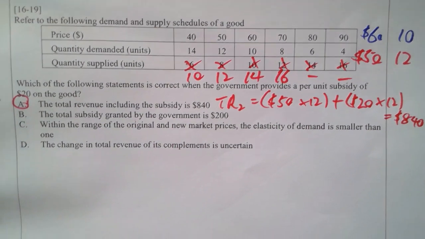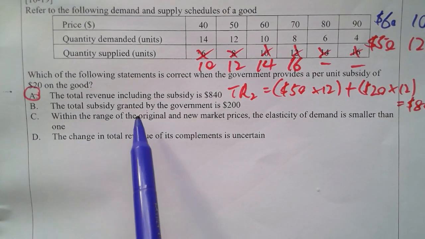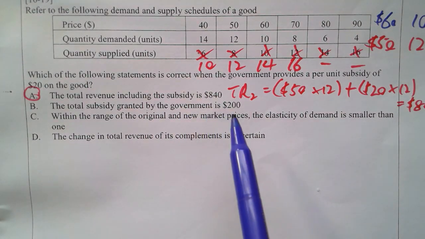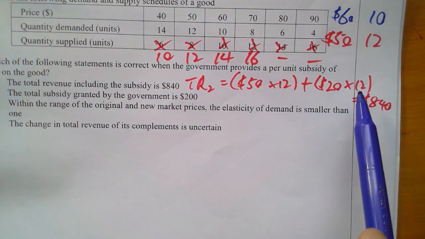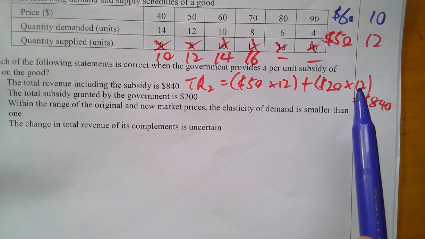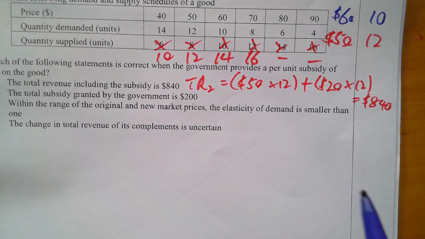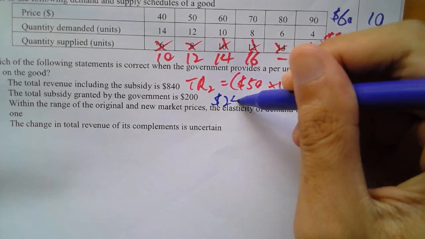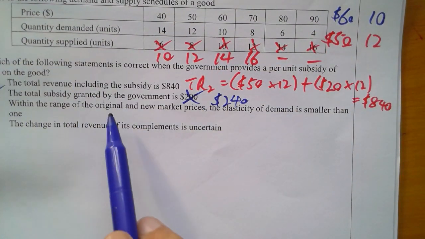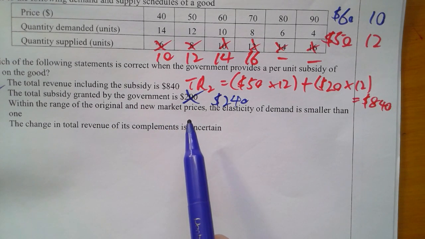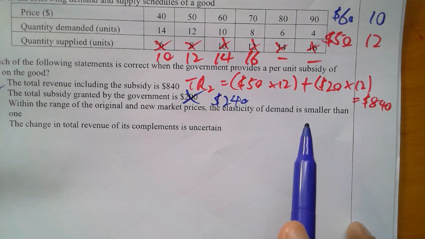Let me check, okay? Now, the total subsidy granted by government is 200. I don't think so, right? We are selling 12 units. Each unit gives $20. It should be 240, right? So unfortunately, now see, within the range of the original and the new market price, elasticity is smaller than 1.